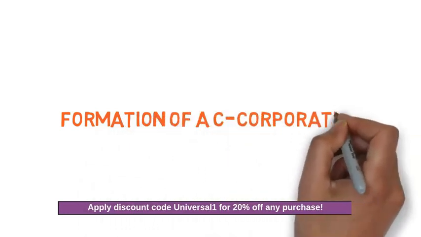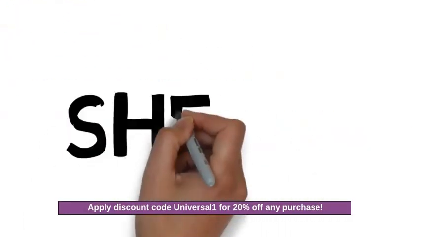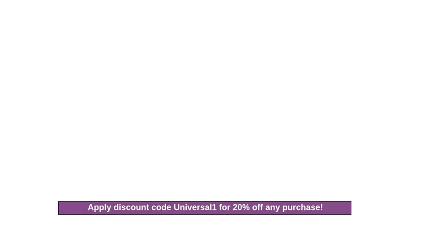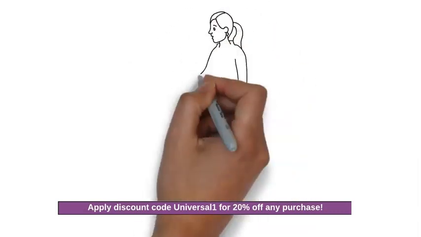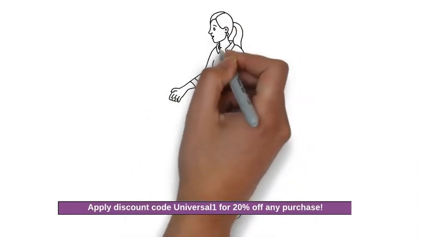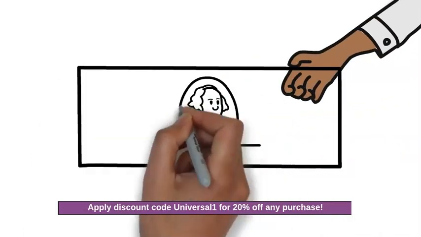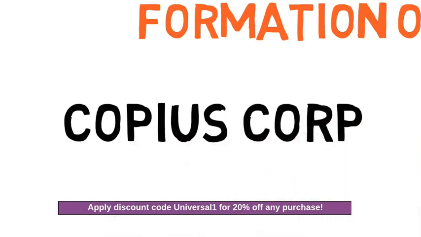Alright, let's talk about forming a C corporation. Sherry is interested in investing in Copious Corp. She not only wants to invest her cash in the company, but also wants to contribute some property that the company can make use of. Copious Corp has 105 current shareholders and is interested in bringing in Sherry as its 106th.